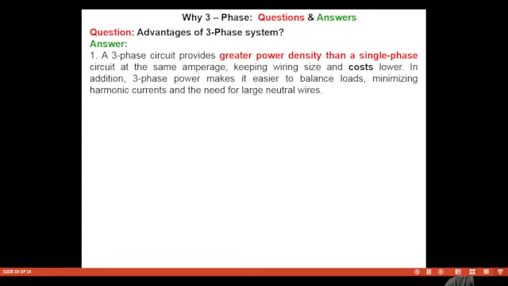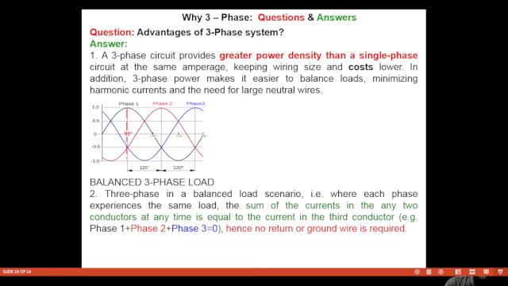Advantages of the three-phase system: a greater power density than a single phase, right? So definitely lower cost. And in a balanced load scenario, where each phase experiences the same load, the sum of the currents in any two conductors at any time is equal to the current in the third conductor, which we have already discussed.